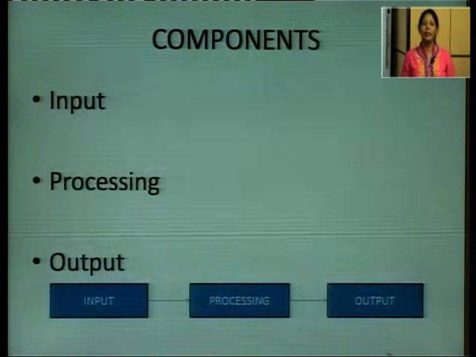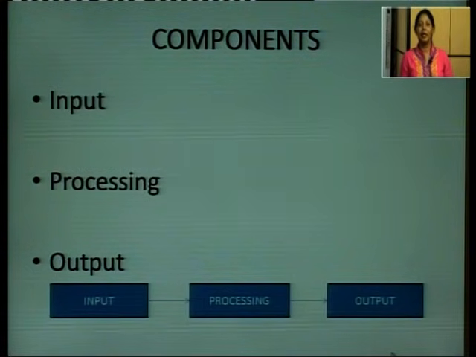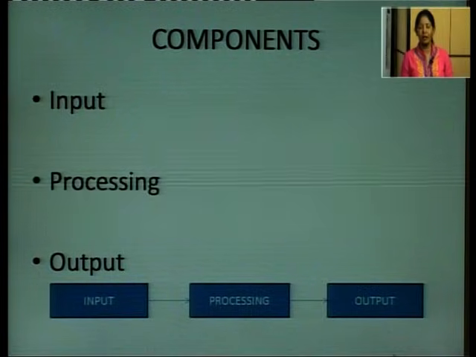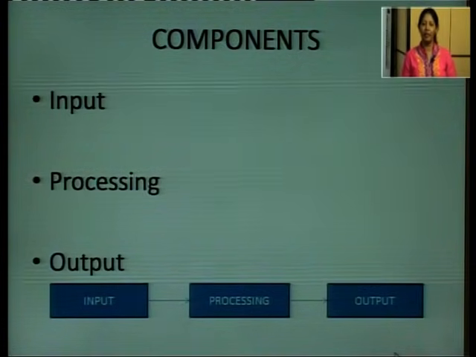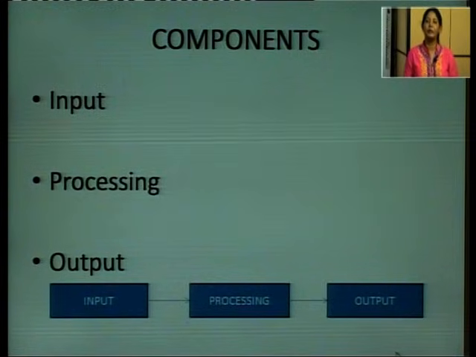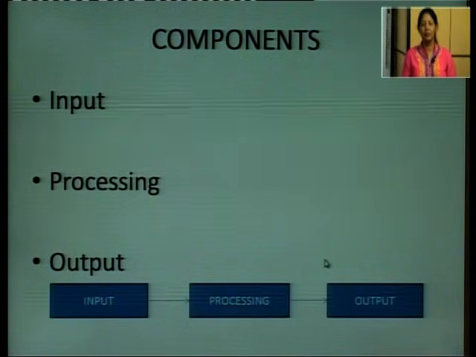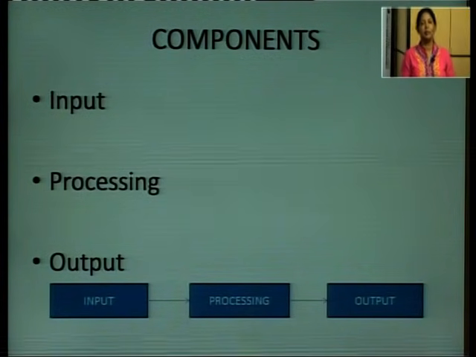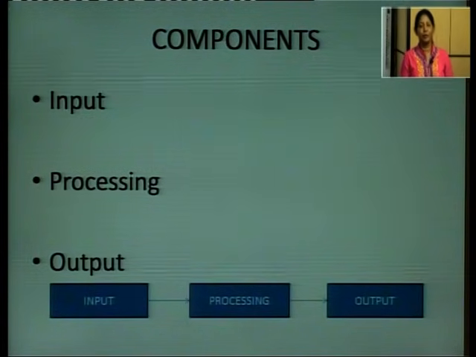The next is the components of the system. There are three main components of a system: input, processing and output. Input means giving raw data into the processing, and after processing it gives the output. So these are the three basic components of the system: input, processing and output.